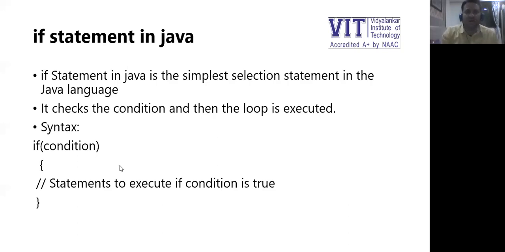Now, when it comes to the if statement, here we will have a condition. If the condition is true, the if block will get executed. If the condition is false, we are not specifying the code to be executed. So the if statement is a simple selection statement; it checks the condition and then the particular block of code is executed.